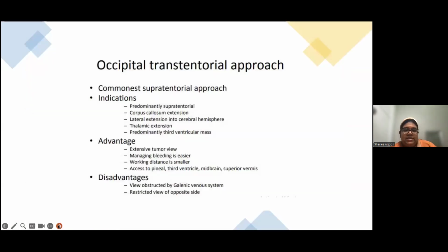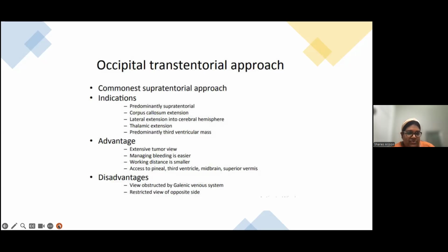So this is the commonest supratentorial approach that was described. The indications, to reiterate, would be for predominantly supratentorial lesions, where there's corpus callosum extension, lateral extension into the cerebral hemisphere, thalamic extension, predominantly third ventricular masses.